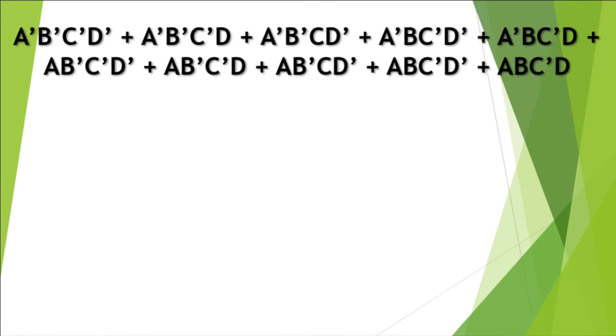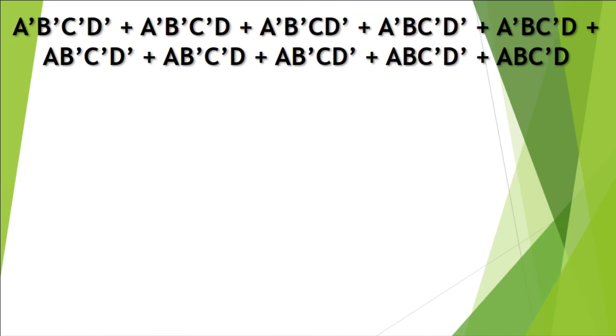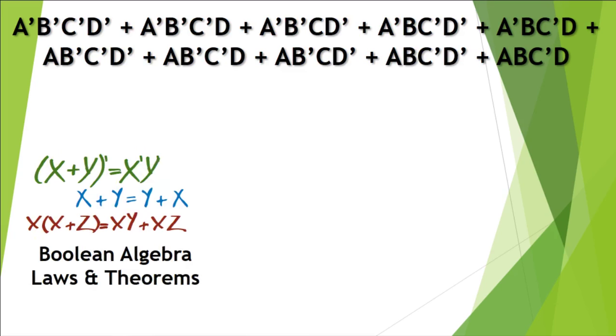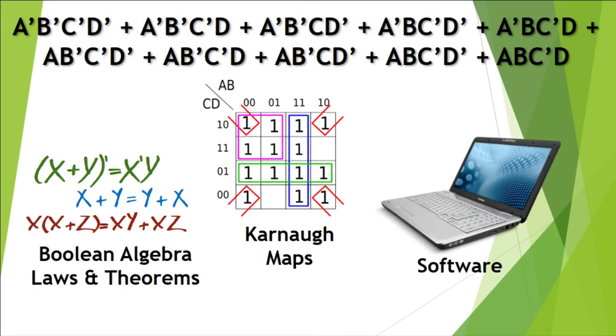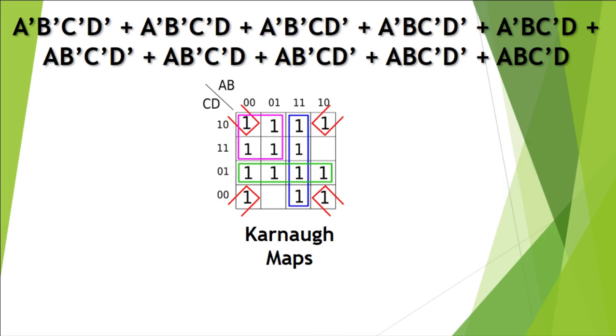The first step is to reduce it to its simplest form. We have a few tools to choose from that will help us with that, such as Boolean algebra laws and theorems, Karnaugh Maps, or we can simply use software. For this example, let's use a tool that was recently introduced in the course, Karnaugh Maps.